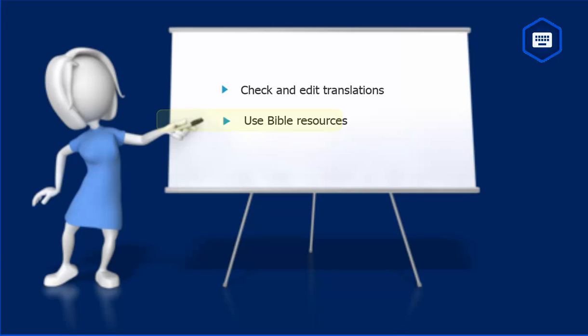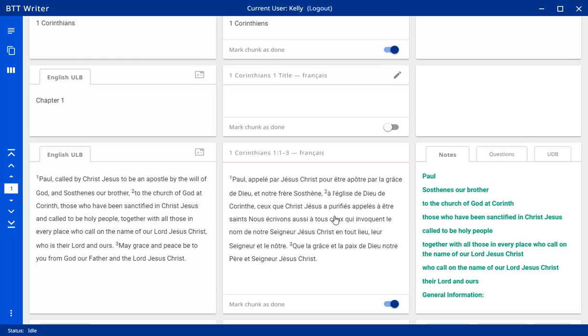The Edit Review view also contains Bible resources to help with checking. Scroll to the right of the screen. Each chunk has Bible resources that pertain to that chunk, arranged on tabs. You can click the tabs to see the notes, words, and/or questions that are available for each chunk.